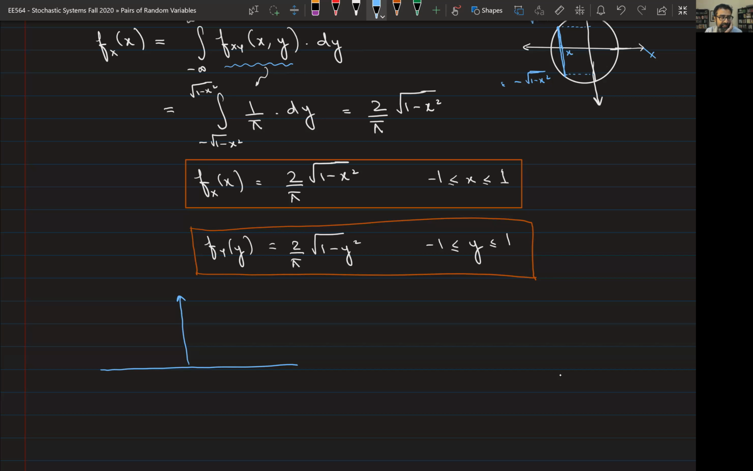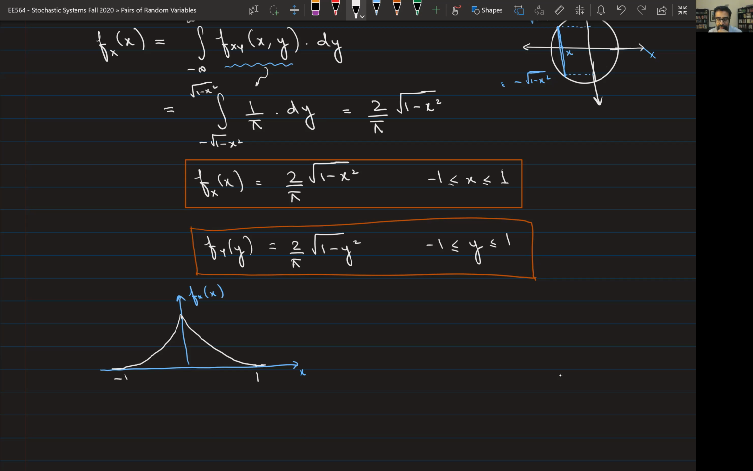So what kind of a PDF would you expect? I mean, sketch it, Mohsin, what kind will it be? So it takes on the value of 2 by pi when y is 0, and then it decreases to 0, decreases sort of like a squared root, and it's symmetric, right? And where does it go back to 0? This goes to 0 when x is equal to either plus 1 or minus 1.